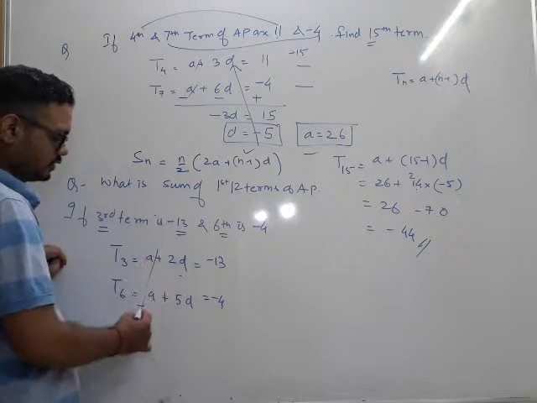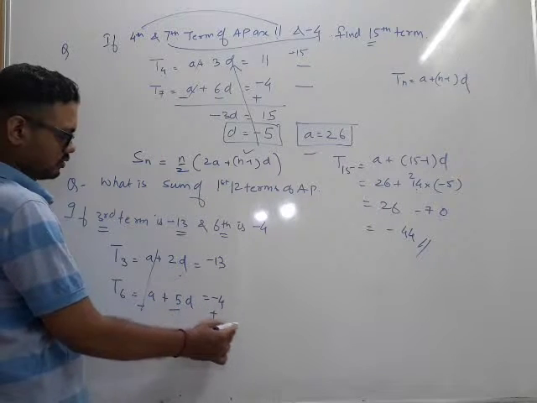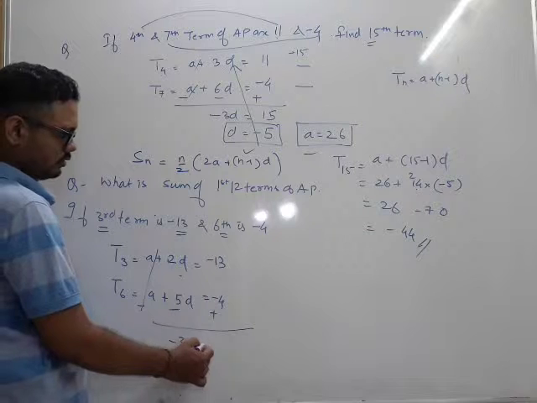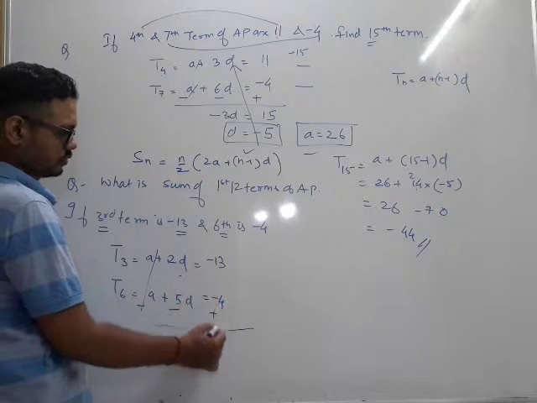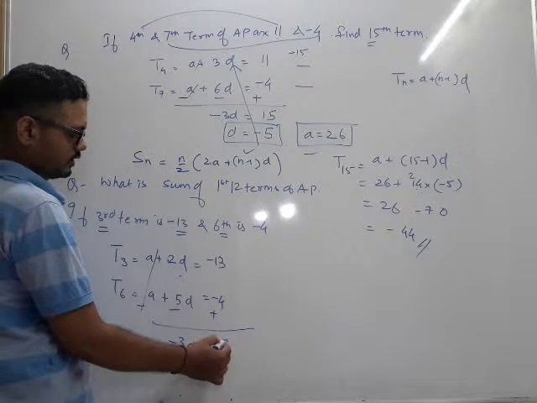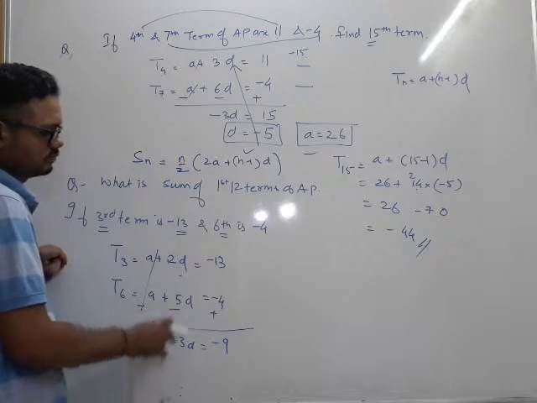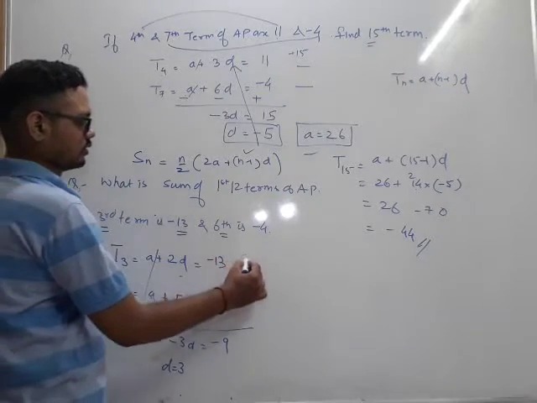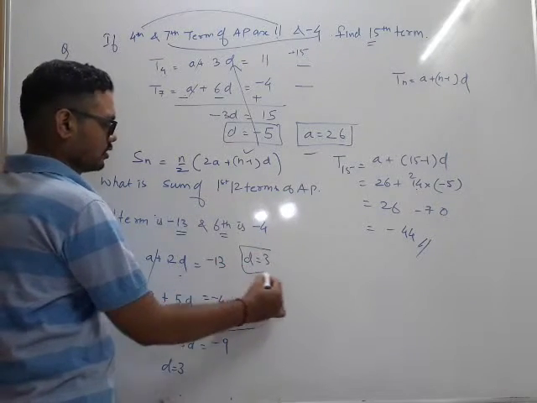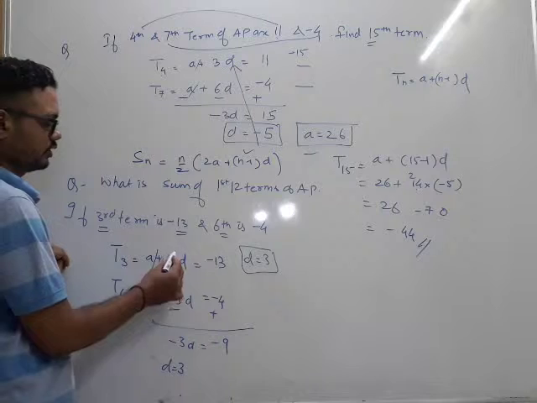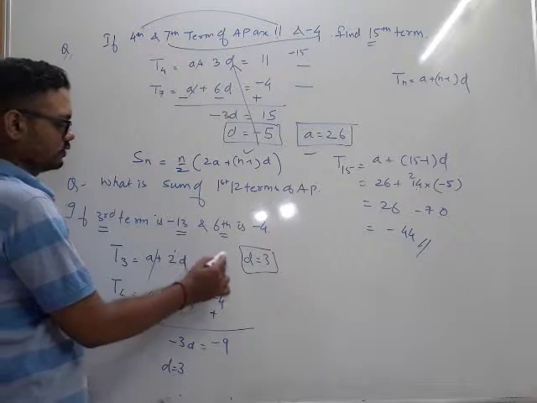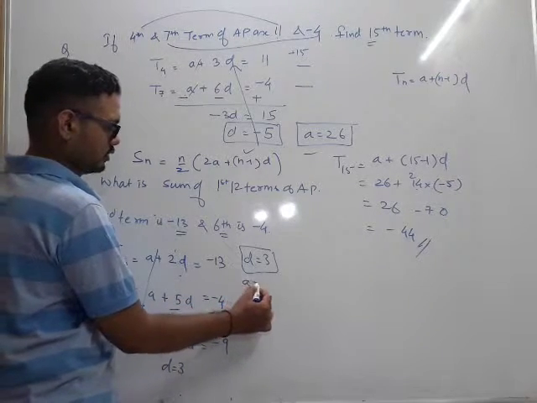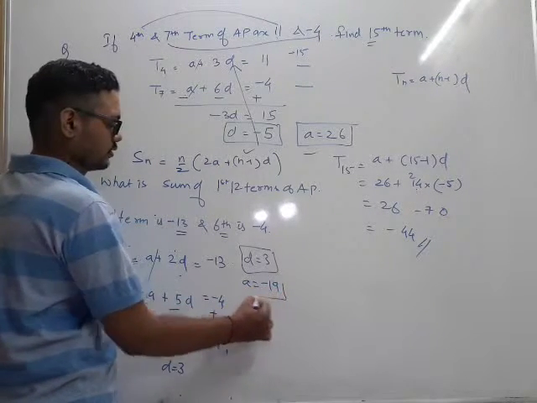We will subtract it, this is gone. This will become minus 3d is equal to minus 9. So d is 3. I have got d as 3 over here, I'll put it here. This will become 6. 6 will go there, it will become minus 6. So a is minus 19.